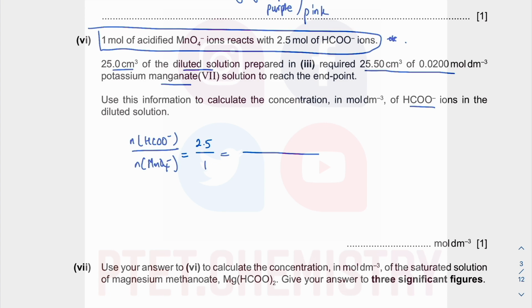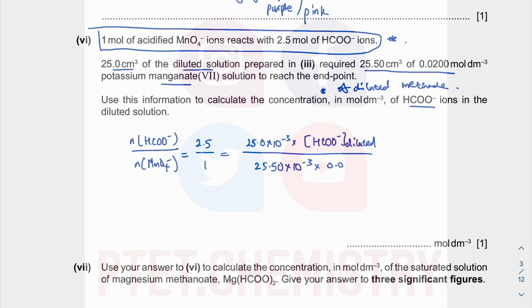On the top is for the methanoate. The methanoate is what you dilute, and the concentration is of the diluted methanoate. So that's 25.0 times 10 to the minus 3 times HCOO minus diluted. Remember, this is the ion, not the whole methanoate thing, yeah? The bottom is MnO4 minus, that's 25.50 times 10 to the minus 3 times 0.0200. So your HCOO minus diluted, remember you diluted it 50 times just now, yeah?